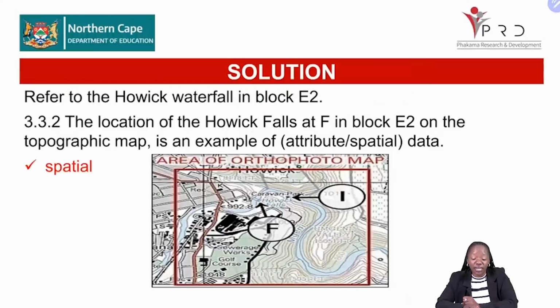Right? Looking there at our solution. The question is asking whether the location of the Howick Falls at F in block E2 on the topographic map is an example of the attributes of a spatial. So it's an example of spatial data because it does not give a further description. Therefore it becomes spatial data.